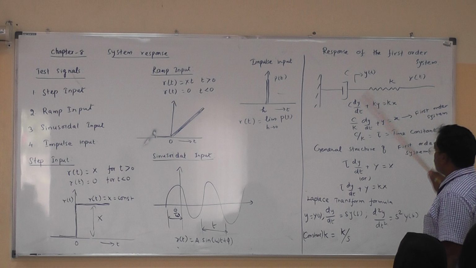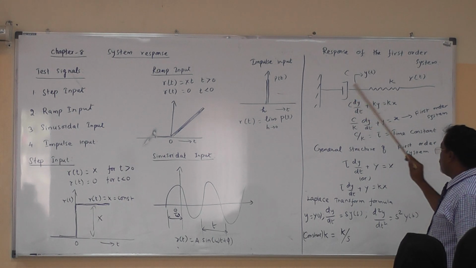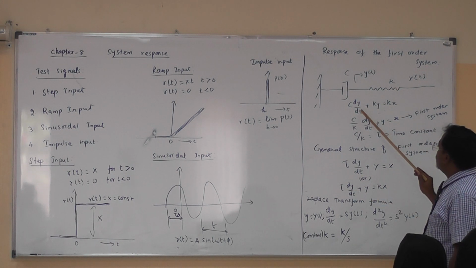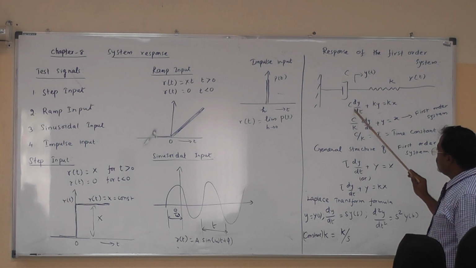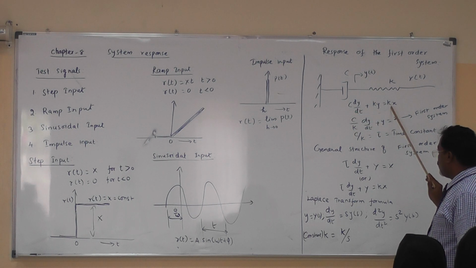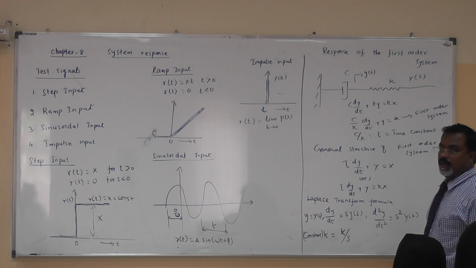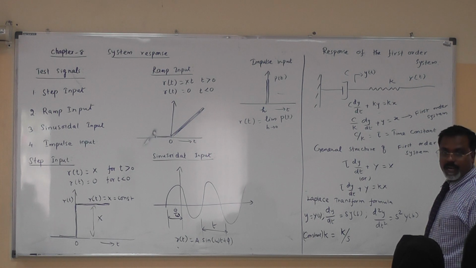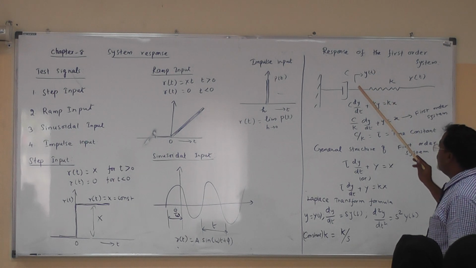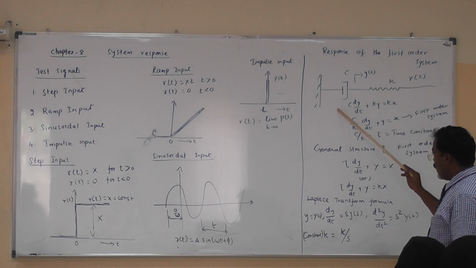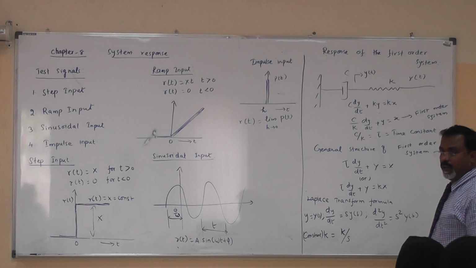See, this is one system. This contains one dashpot and one spring. See, the equation of this is c dy by dt plus ky equal to kx. So this one we dealt with already in chapter 7. Correct? In chapter 7, in the modeling, we discussed this.